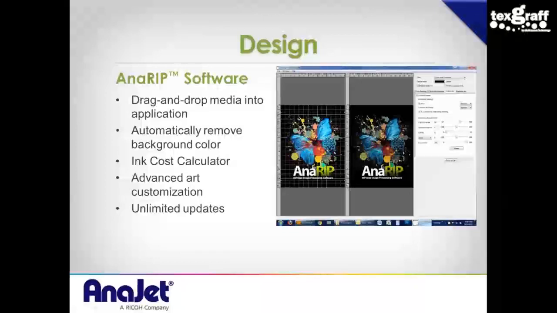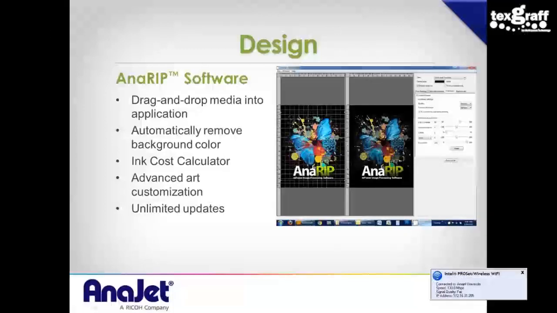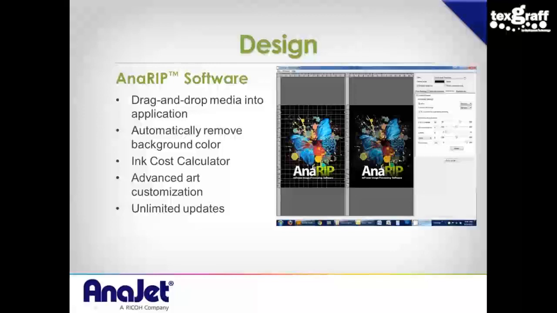Now with the RIP software that we manufacture, you can actually go in and eliminate colors like that in our software. That's that second bullet point that says automatically remove a background color. It also has an ink cost calculator, so even before you print, you know exactly how much ink it's using, and that way you can accurately price your product. There are different ways to customize the art. You can increase the brightness, the contrast, the saturation. And anytime we make any improvements to our software, we give it to you for free. So, free software upgrades.